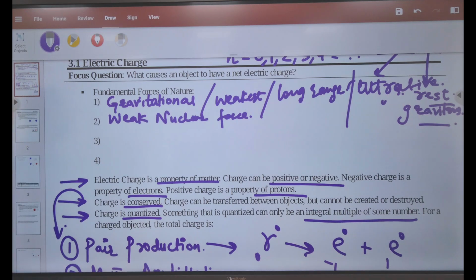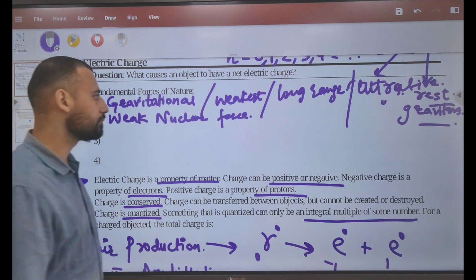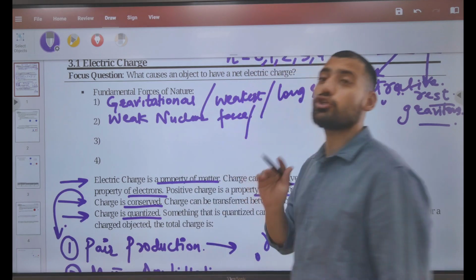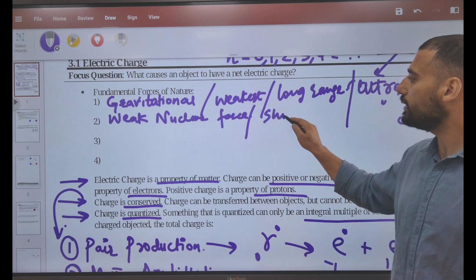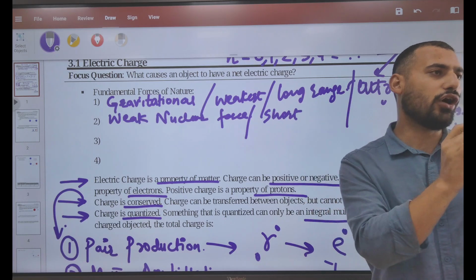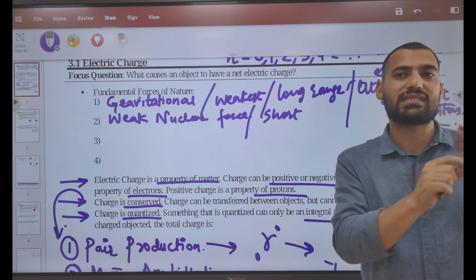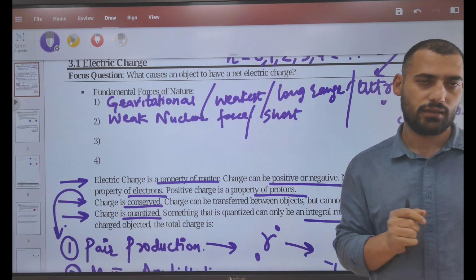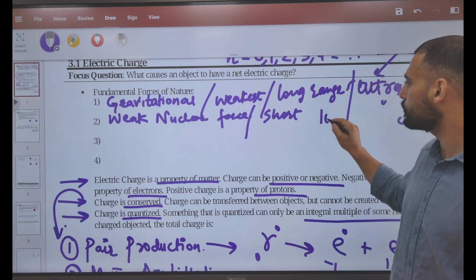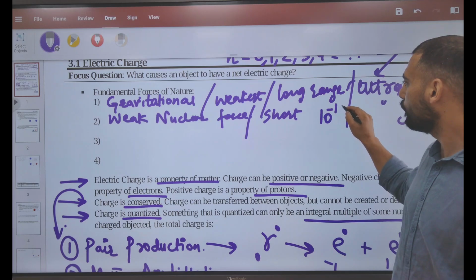Now, when you talk about the weak nuclear force, this is a short range force. Short range means it will not operate beyond the size of the nucleus. The size of the nucleus is very less, isn't it? What is the size of the nucleus? Yes, 10 raised to the power -14 meters.